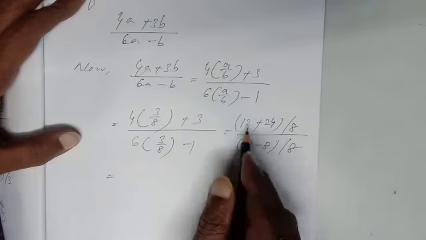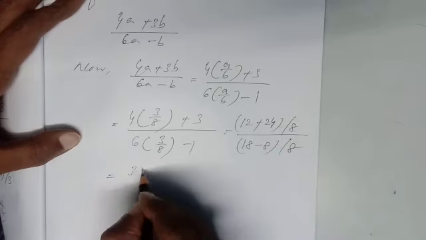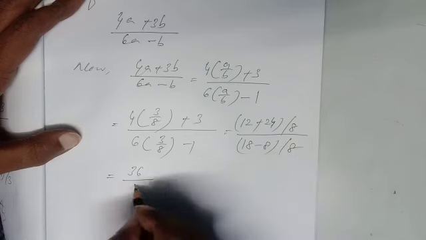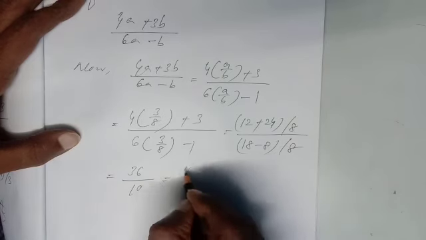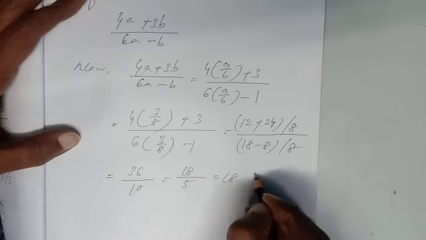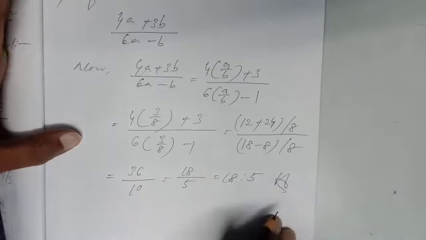What is the result coming? 12 plus 24, that is coming 36 by 8, and the 8s cancel. 36 by 18 minus 8, that is coming 10. It will go by 2, 18 by 5. So what is the answer? 18:5 is the answer, option C.